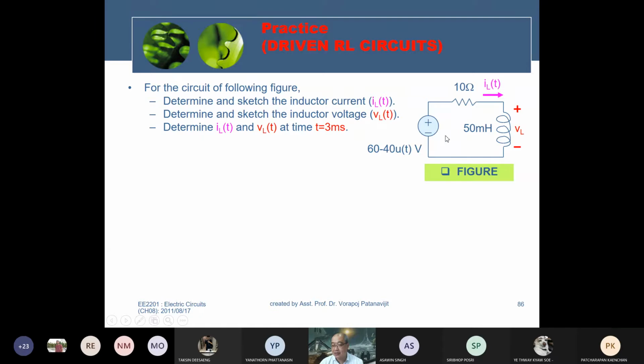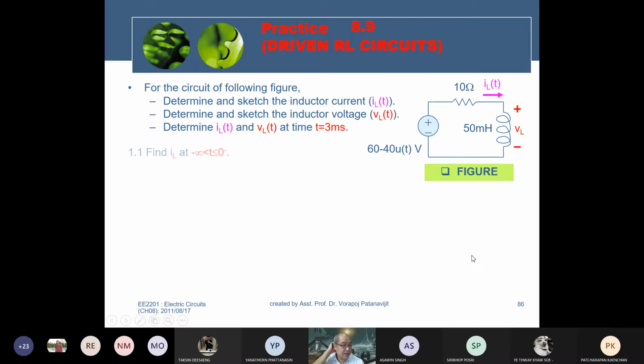It means the source will be smaller, right? The source is more inside. It changed from 60 volts to 20 volts instead. Therefore the current and the voltage at every point will drop to a certain value. The circuit is comprised of R, the resistance, and the inductance, or an RL circuit.